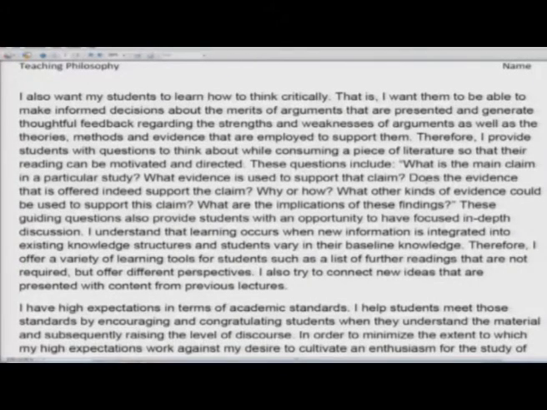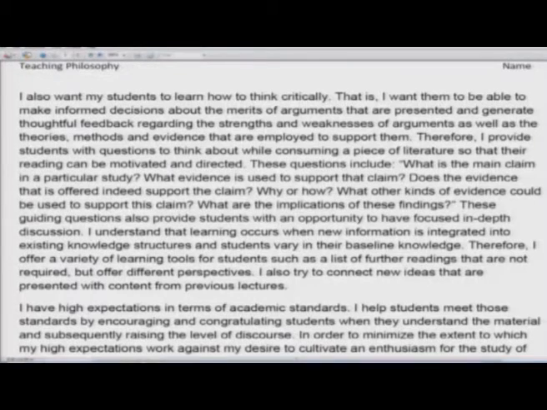I also want my students to learn how to think critically. That is, I want them to be able to make informed decisions about the merits of arguments that are presented and generate thoughtful feedback regarding the strengths and weaknesses of arguments, as well as the theories, methods and evidence that are employed to support them. Therefore, I provide students with questions to think about while consuming a piece of literature, so that the reading can be motivated and directed. These questions include: what is the main claim in a particular study?